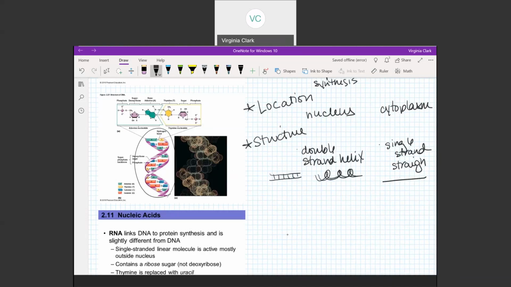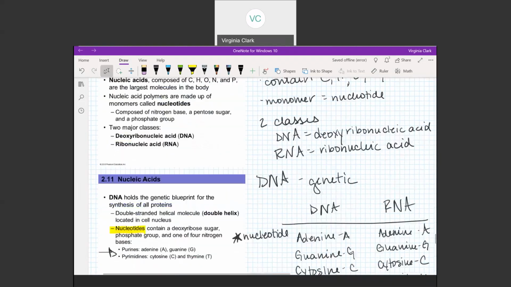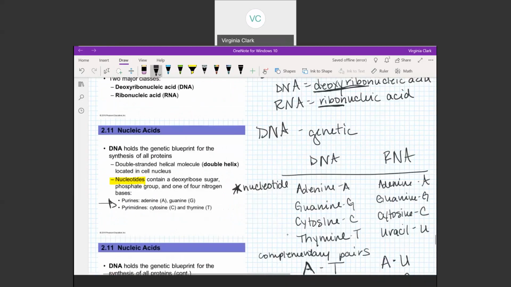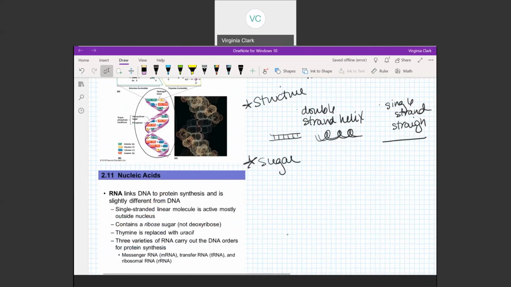And then they will also differ because they will have a different sugar that is going to be part of their formation. DNA's sugar, I'm going to go all the way up here, is going to be deoxyribose. See that as part of the name, deoxyribose. Whereas RNA will have ribose. So the difference based on their sugar is actually in the name. DNA will have deoxyribose as its sugar. RNA will just have the sugar of ribose.